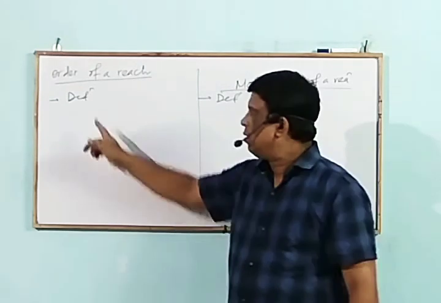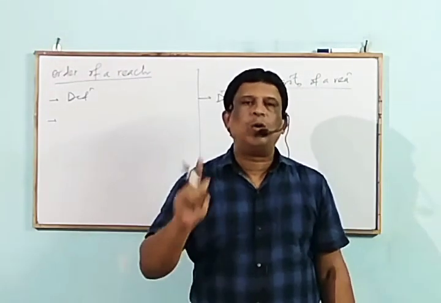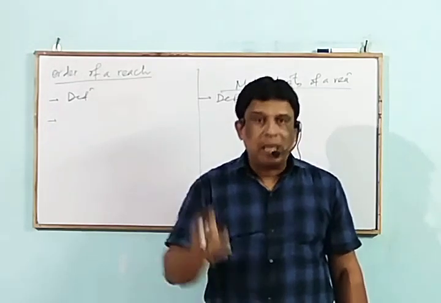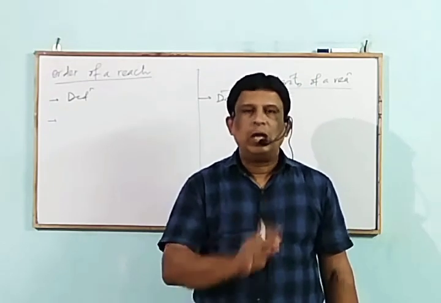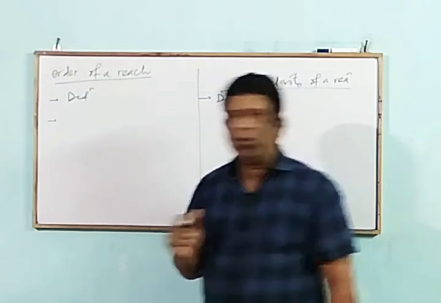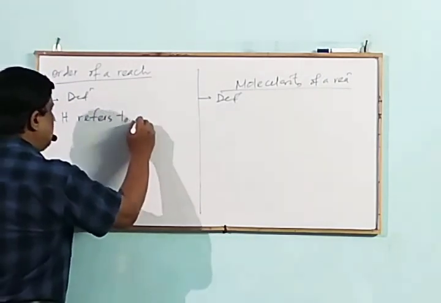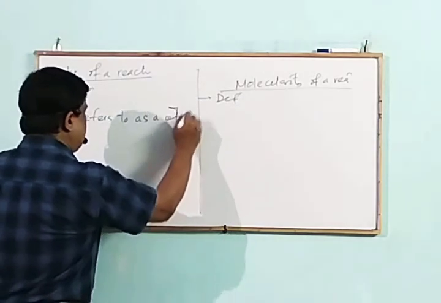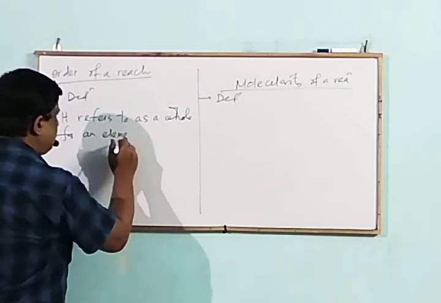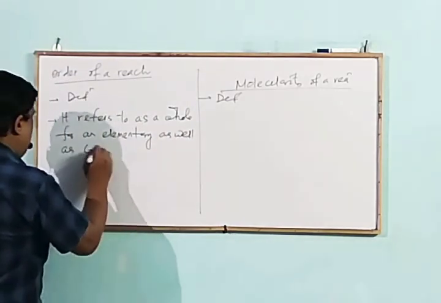Move to the second point. Order of a reaction refers to the reaction as a whole, as a simple reaction as well as a complex reaction. If a complex reaction proceeds in a number of steps, then molecularity of a single step has no meaning. We calculate order of reaction as a whole. The second point is, it refers to a reaction as a whole, for an elementary reaction as well as complex reaction.